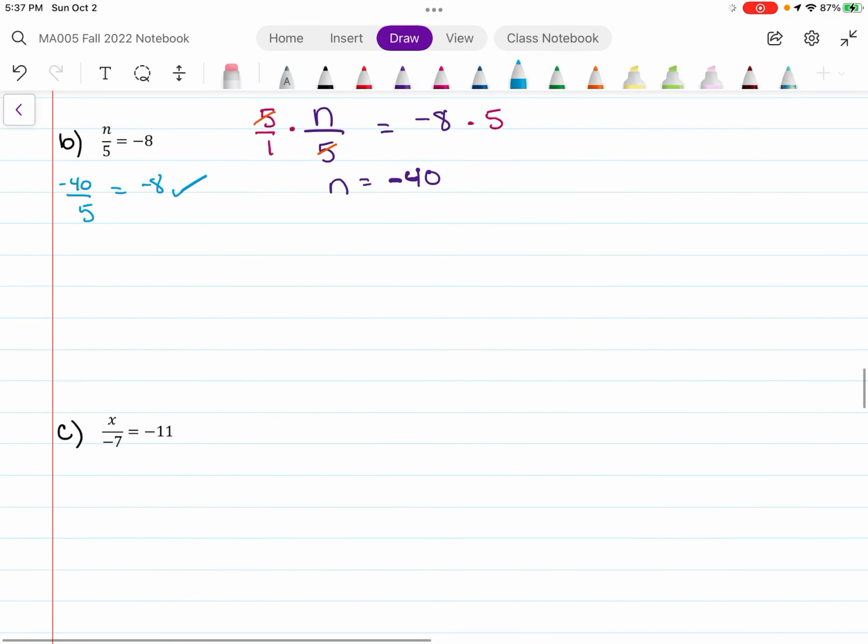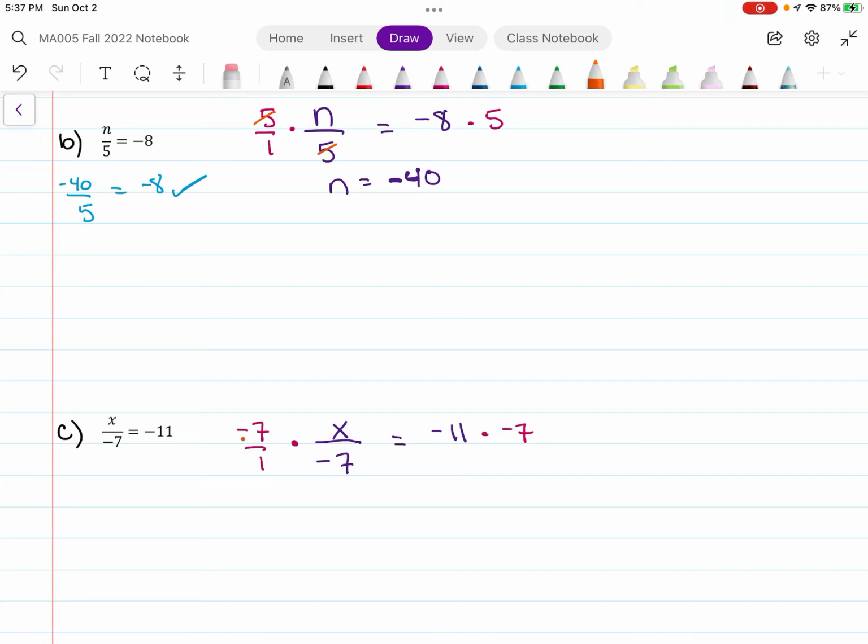Very similar, but with more negatives, so try this one on your own. So we've got x over negative 7, or divided by negative 7, equals negative 11. All right, so in order to get the x by itself, I'm going to have to multiply both sides by a negative 7 or over 1, however you like to think of it. Doesn't matter. Both of them are negative 7.